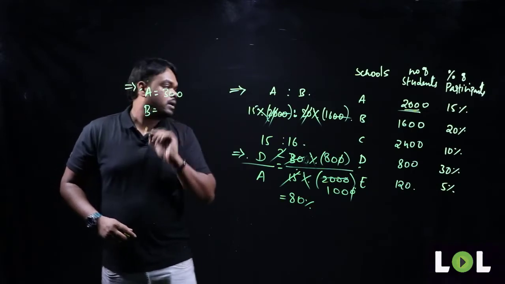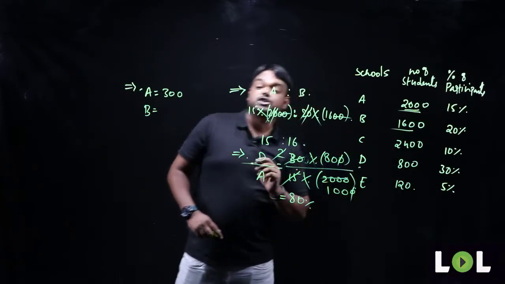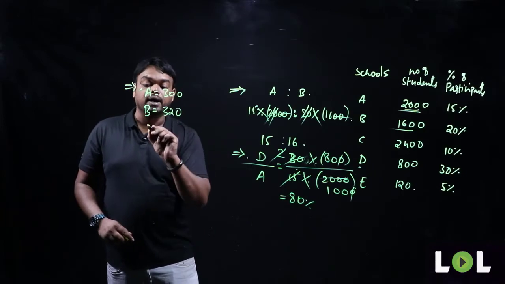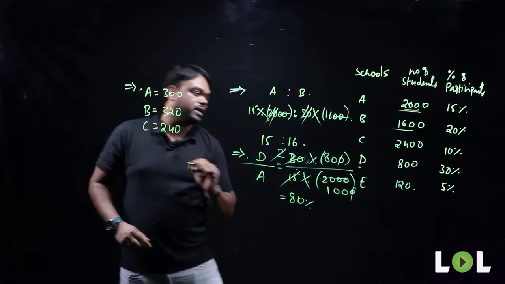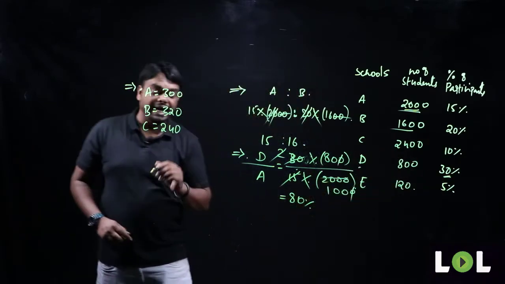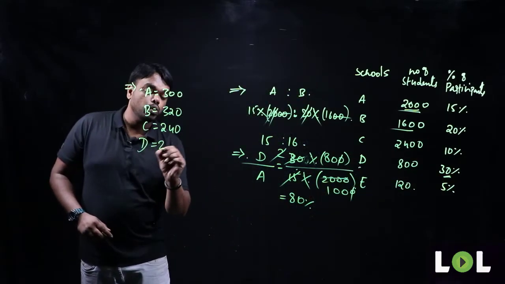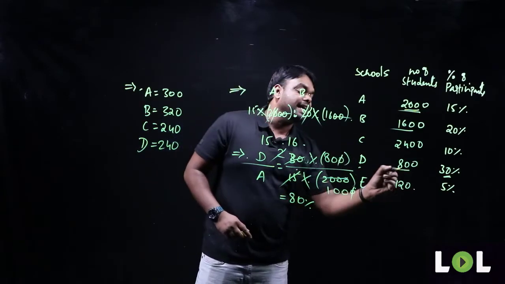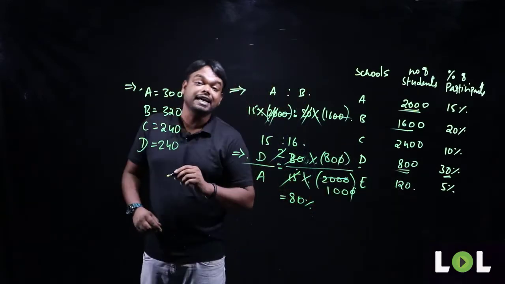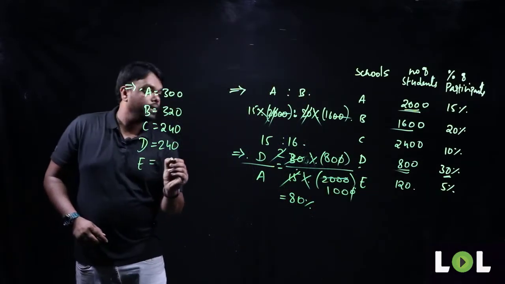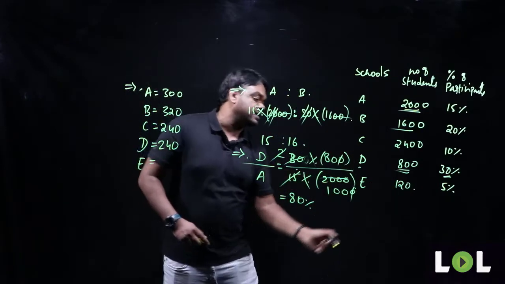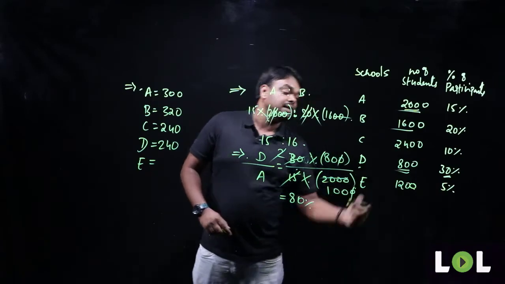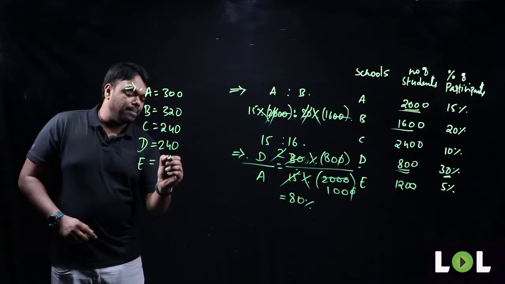और बी का 20%, 10% 160 हुआ, 20% 320 हो गया. सी 10% ऑफ 2400 इज 240. डी 30% ऑफ 800 दैट इज 240 अगेन, क्योंकि 10% 80 होगा, 30% चाहिए, 80 into 3 240. और E 120 और उसका 5%, 10% 120 है, तो 5% होगा 60.